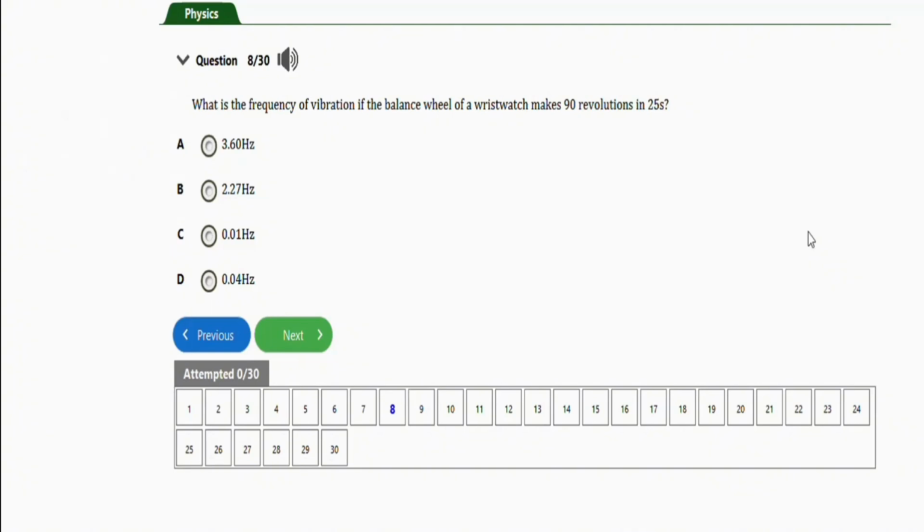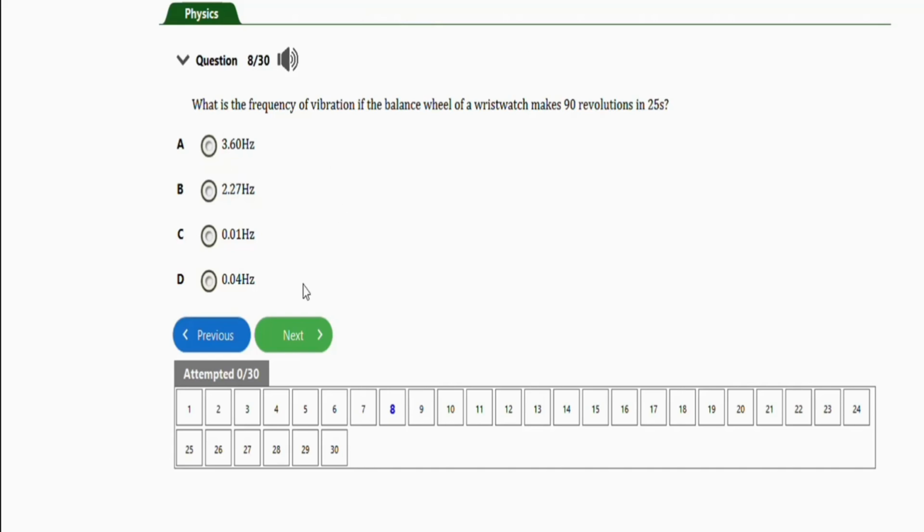To get the frequency, all you need to do is to divide the number of revolutions, which is 90 revolutions, by the time we have here, which is 25 seconds. So when you punch this in the JAMB calculator, you are going to get 3.6 hertz. So the correct option here is option A. So 90 divided by 25 will give you 3.6 hertz.